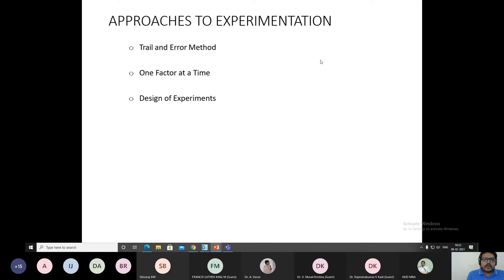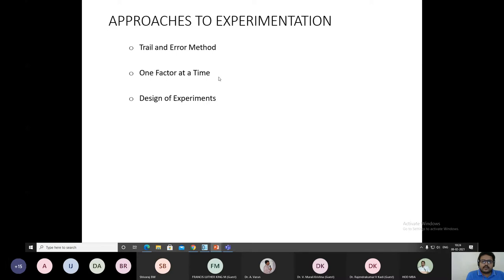Once you have an idea to start an experiment, generally you will first do some trial and error. Some people may not know how to cook, but if they are supposed to cook, they will use trial and error. They will add some salt, they will add some ingredients, and they'll start cooking. That is the trial and error method. One factor at a time means we choose one factor and change the levels of that particular factor, while the remaining factors are kept constant, and we do the experimentation.